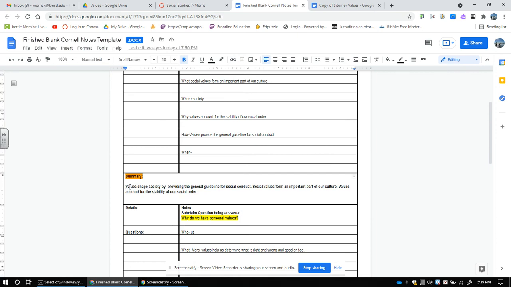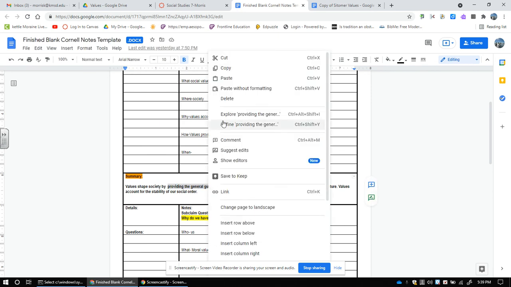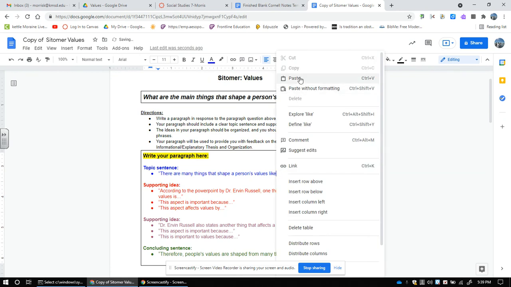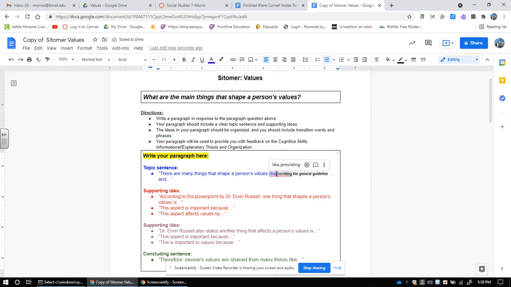I'm going to look at the first sentence. Values shape society by providing general guidelines for social conduct. Okay, I just need a piece of that though. I'm not going to use that whole sentence until I put it in my evidence portion. Values shape society by providing general guidelines for social conduct. I'm going to use this: by providing general guidelines. I'm going to copy it, and I'm going to paste it right here. Now I got to admit, this might not make sense yet, but I have to tweak it now in my own words.